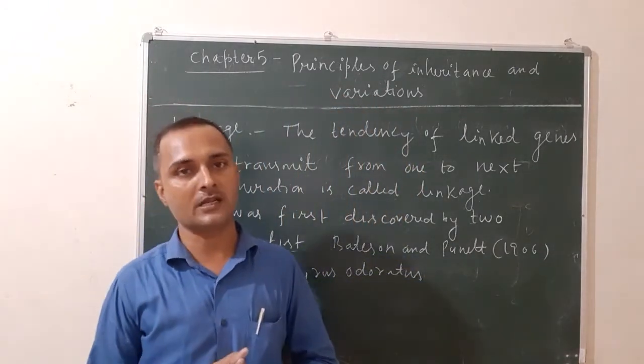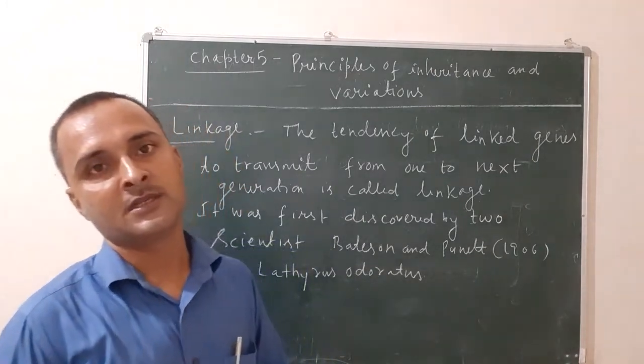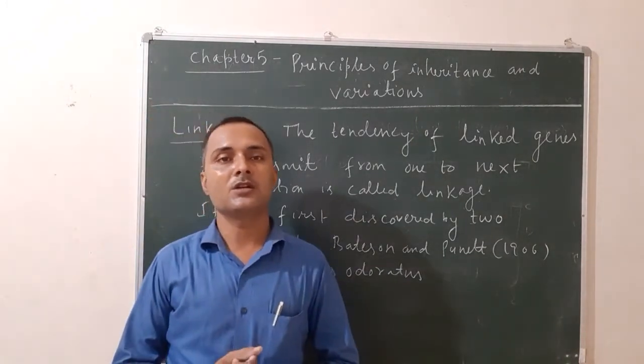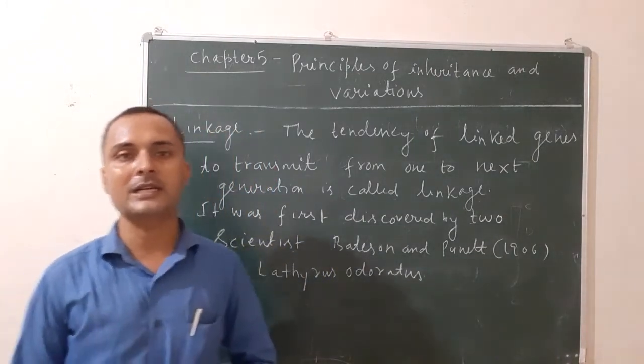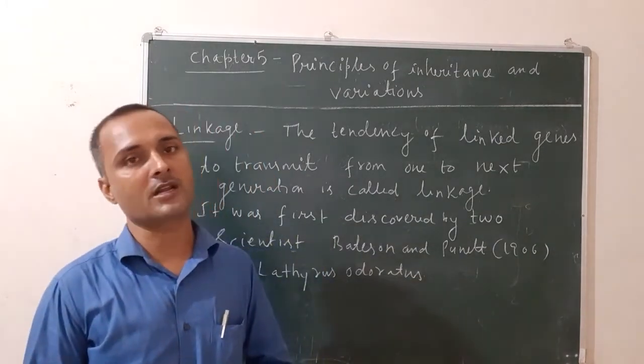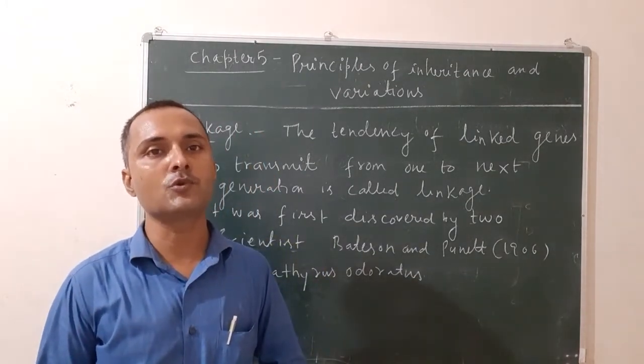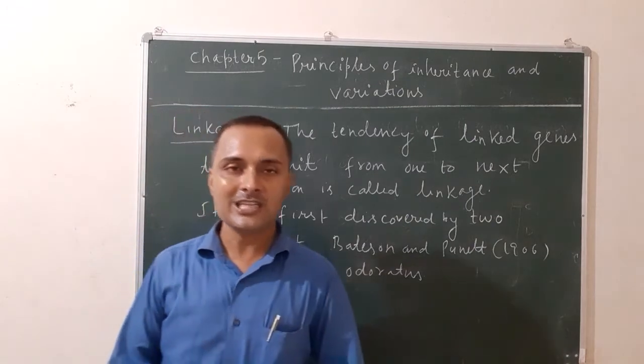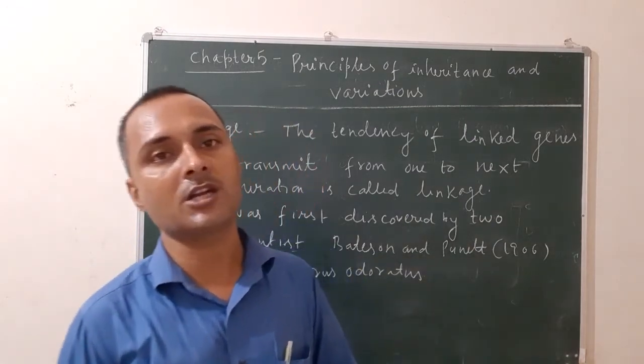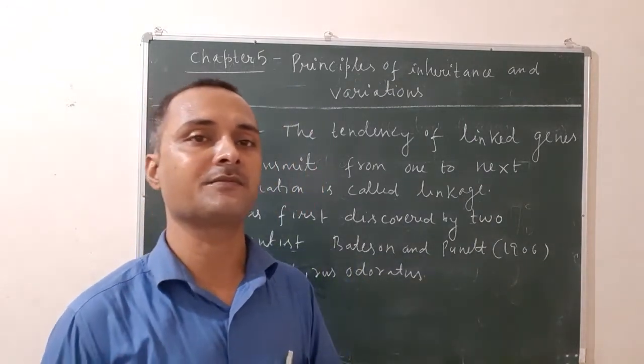Thomas Hunt Morgan, that means T.H. Morgan, by taking Drosophila melanogaster as the experimental organism, which is commonly known as the fruit fly. So T.H. Morgan is also regarded as the father of experimental genetics.